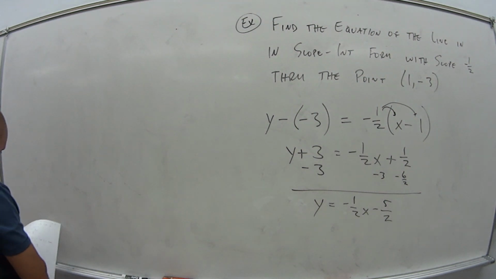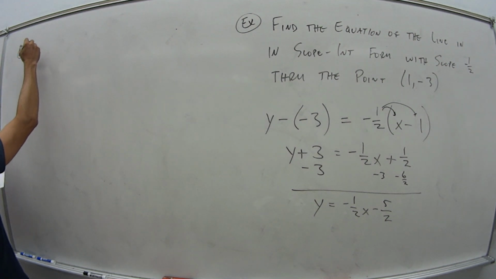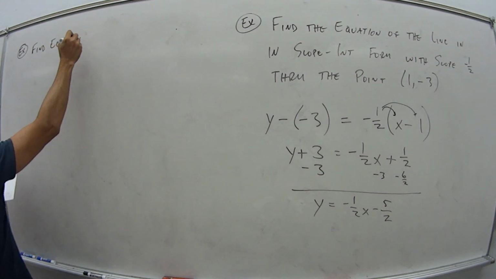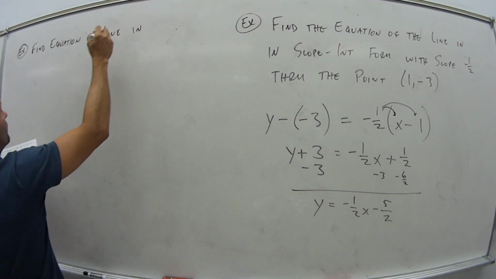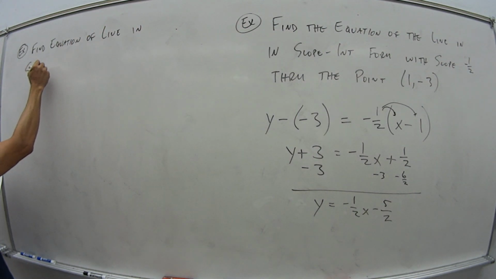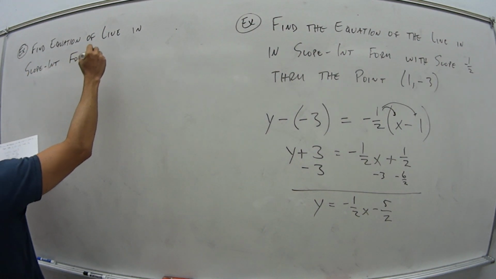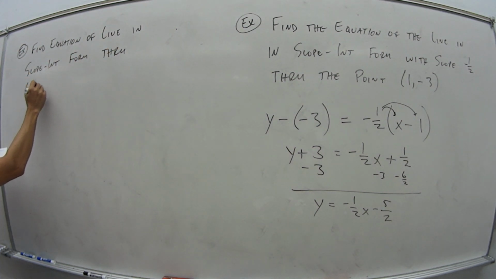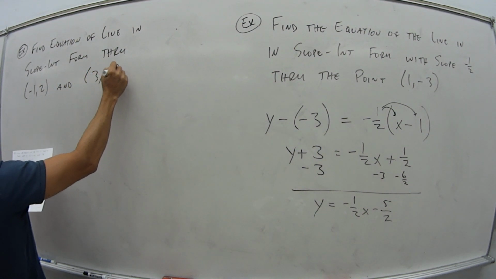Second example, I want to find the equation of the line in slope-intercept form that goes through the points -1, 2 and 3, -4.